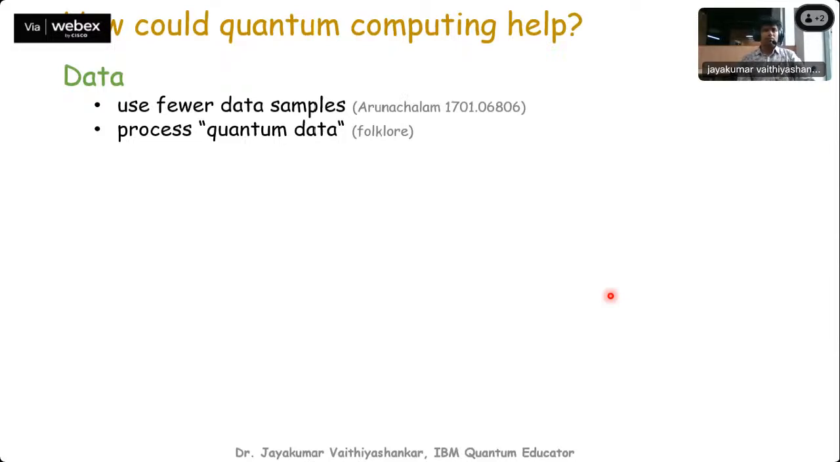So in this way, how will quantum computing help? If you want to use your data, you need to use fewer data samples because it won't support big data right now. So we need to always use few data samples. That is why please always remember, if you want to implement QML, you need to focus on toy problems, not real world problems. It will take much more time.